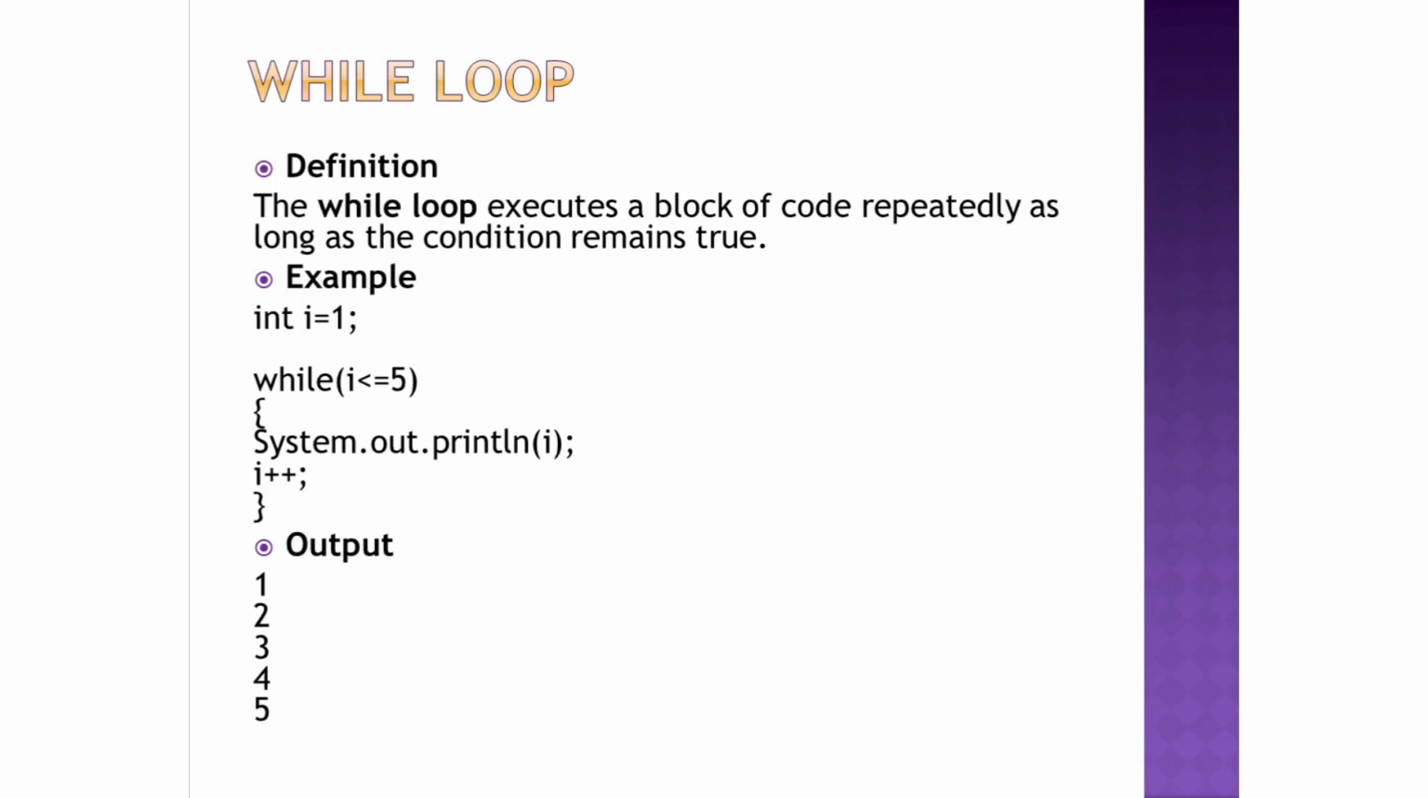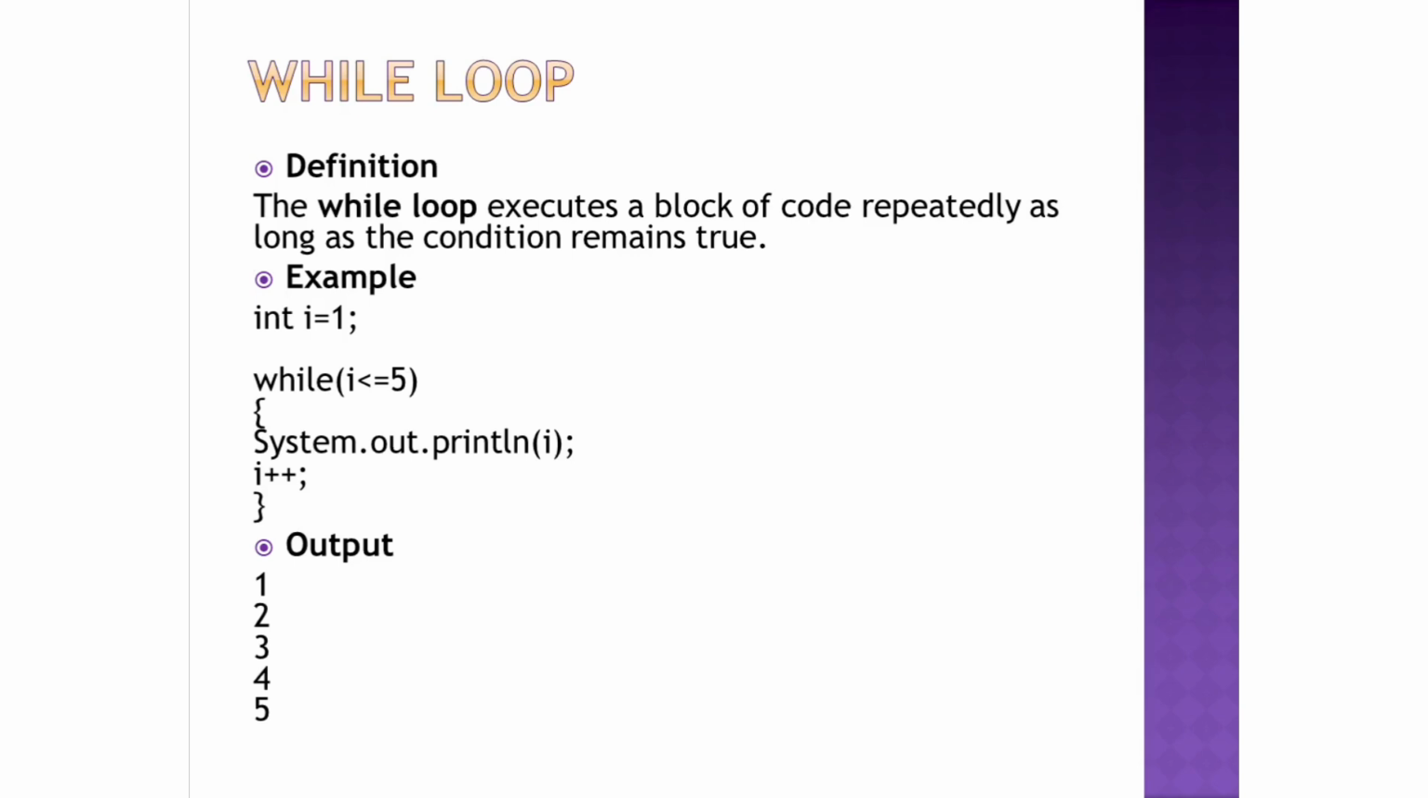Since the condition is true, the program prints the value of i and then increases it by 1. This process continues until i becomes 6, at which point the condition becomes false and the loop stops. The output is 1, 2, 3, 4, 5. So the main difference is that the while loop checks first, whereas the do while loop executes first.